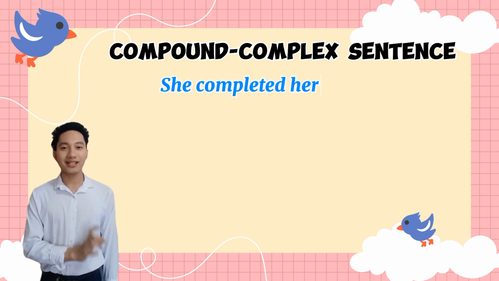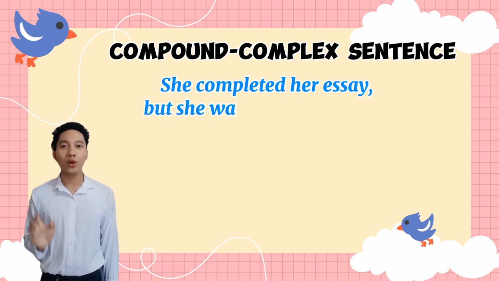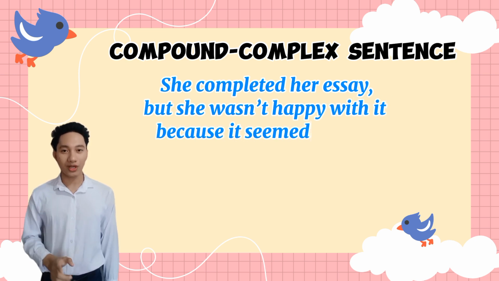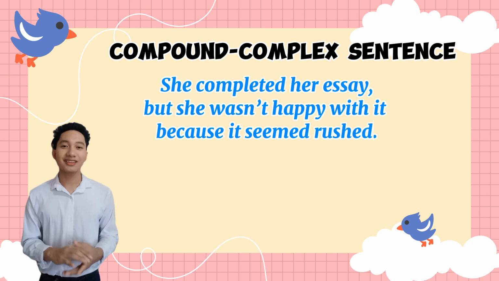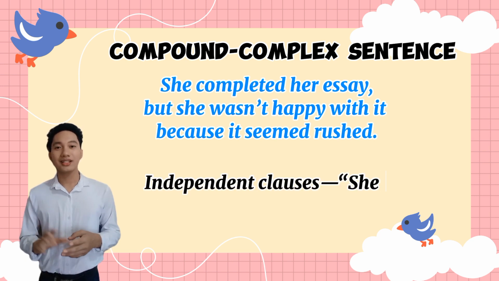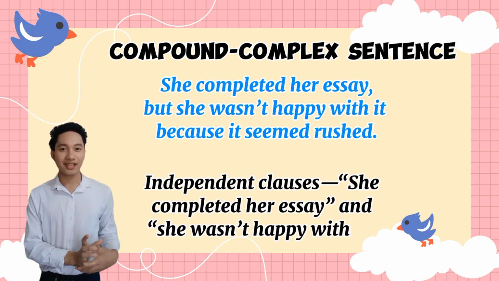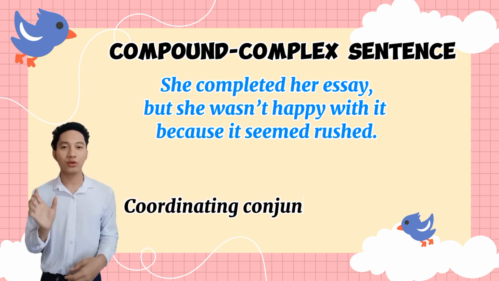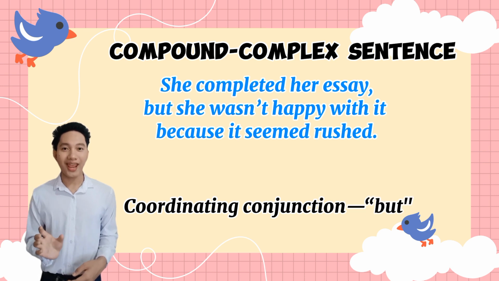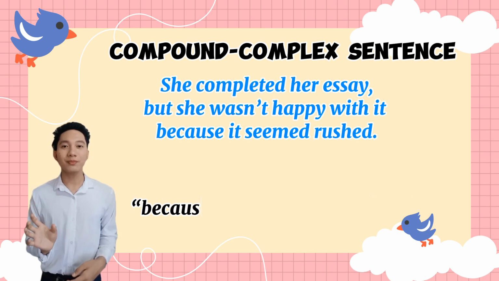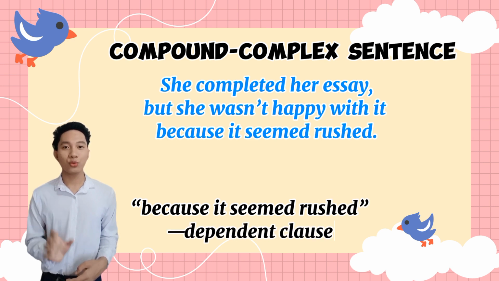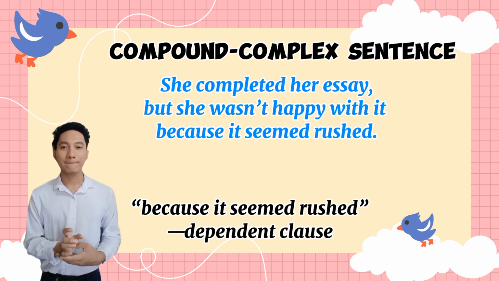Let's have another example. She completed her essay, but she wasn't happy with it because it seemed rushed. In this sentence, the independent clauses are "she completed her essay" and "she wasn't happy with it," which are joined by the coordinating conjunction "but." "Because it seemed rushed" here is a dependent clause that explains why she wasn't happy.